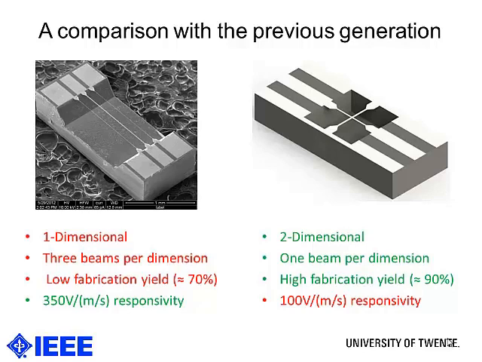The only thing is that the old generation, the three-wire Microflown, has a higher responsivity, 350 volts per meter per second, and this new generation shows only 100 volts per meter per second. But we still have to study its noise and see how they're actually doing, because these wires are also shorter, so probably you will have less noise. So maybe in the end, when you calculate the signal-to-noise ratio, you'll be about the same in both sensors.